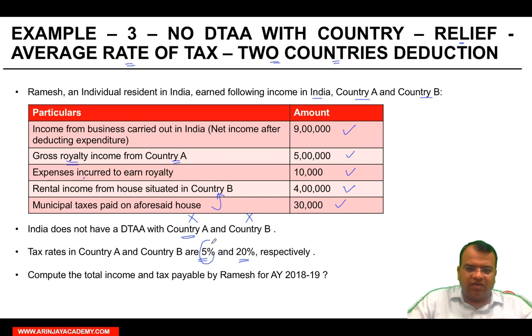Now the good thing is कि आपको जो average rate of tax है उन countries का वो पता चल गया, तो जब आप relief देंगे तब वो easy हो जाएगा calculation में. Compute the total income and tax payable by Ramesh for AY 18-19.